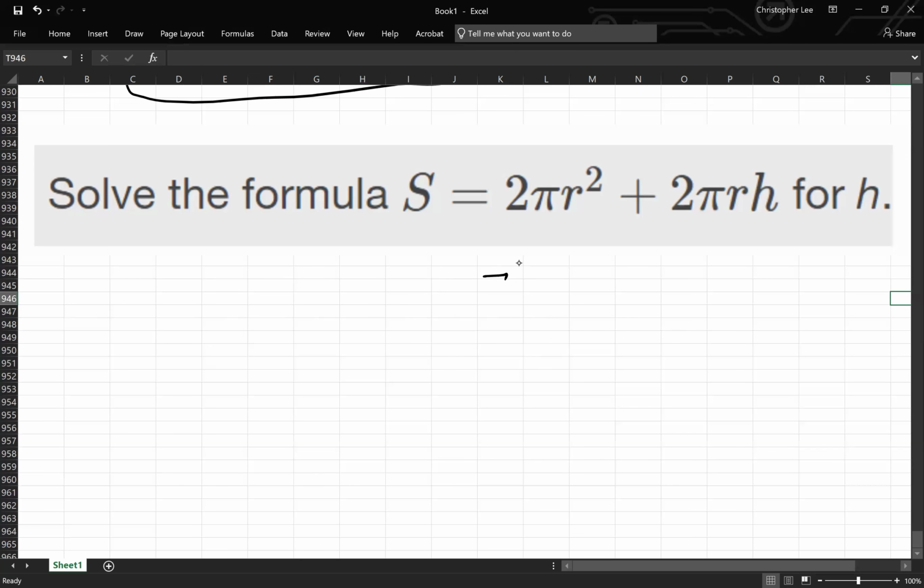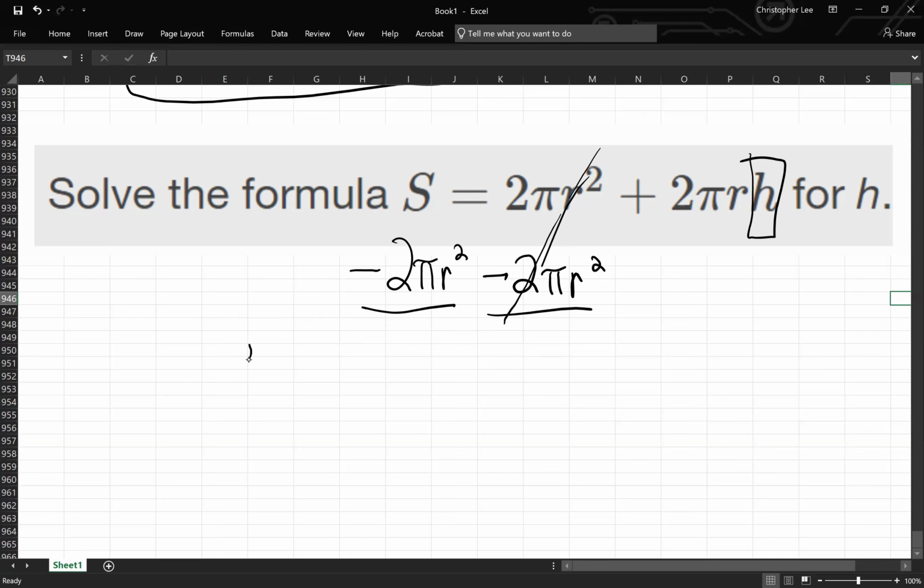So I'm going to subtract the 2 pi r squared over here to get rid of it, because remember, I'm trying to solve for h. What you do to one side, you do to the other. Subtract by the 2 pi r squared. So now what do I have? I have capital S minus 2 pi r squared is equal to 2 pi r h.